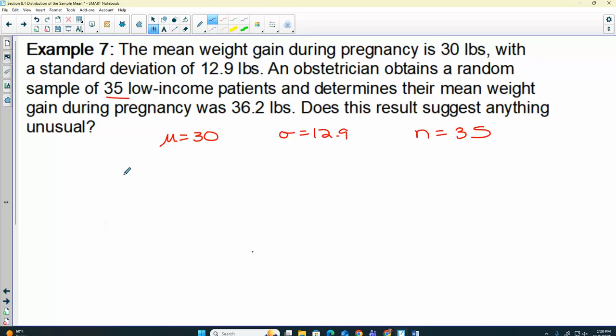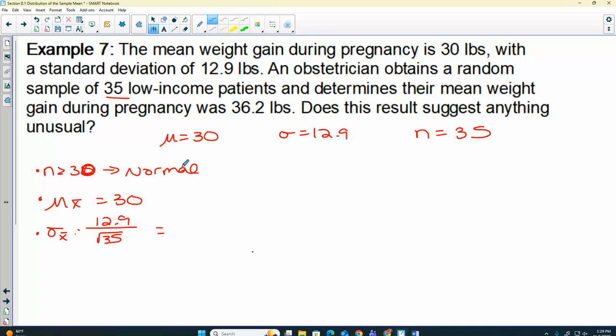So, first we have to check. Did I tell you this was normal? No. But there's more than 30? More than 30. N is bigger than 30. So it's normal. We can assume that. Okay, so now, what would be the mean of my sample? 30. What is my standard deviation of my sample? 12.9, you're right, over 30.